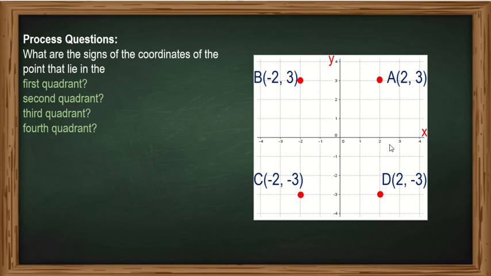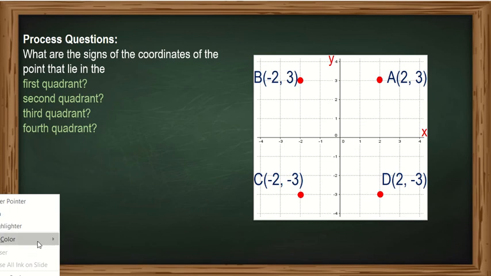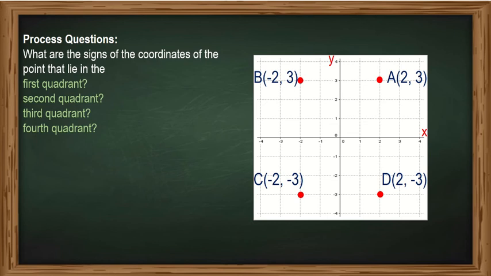What are the signs of the coordinates that lie in the first quadrant? Okay. In the first quadrant, we can see that the coordinates of x and y, 2 and positive 3, are both positive. Of course, we have positive x, positive y.